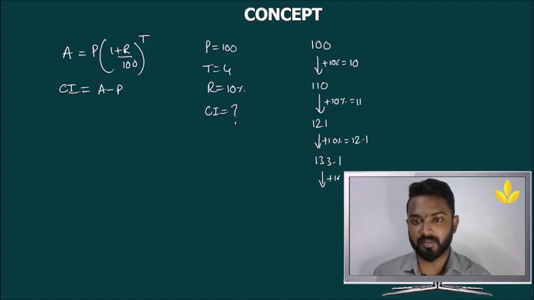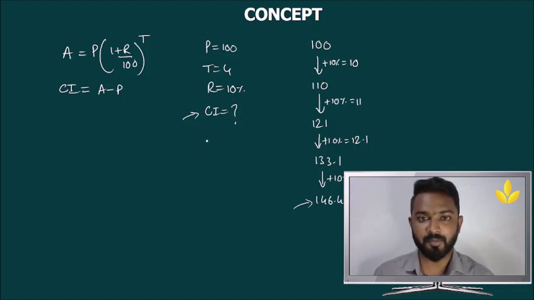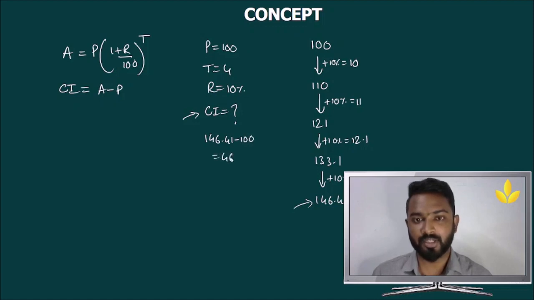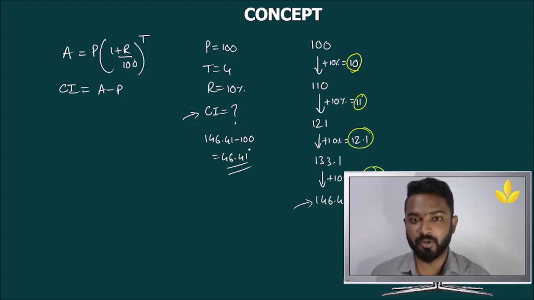Then this increases by 10%, that is 13.31. This gets added over here, 146.41, which is not the final answer. Why? Because we are looking for the compound interest and this is the final amount. So how to find the compound interest? Amount minus principal, obviously. 146.41 minus 100, that is 46.41. Another way to find the compound interest is you add all these individual interests. This plus this plus this plus this will also be equal to 46.41.